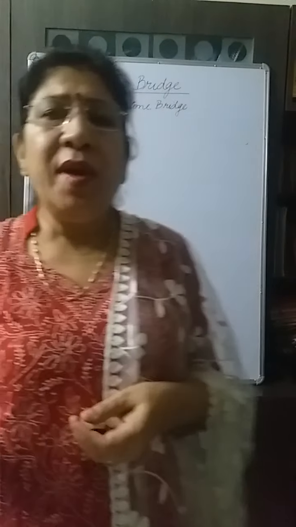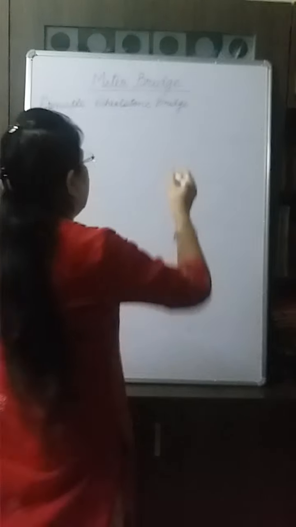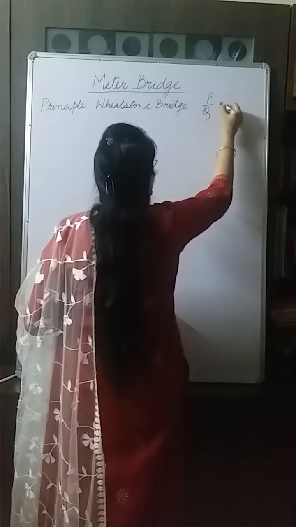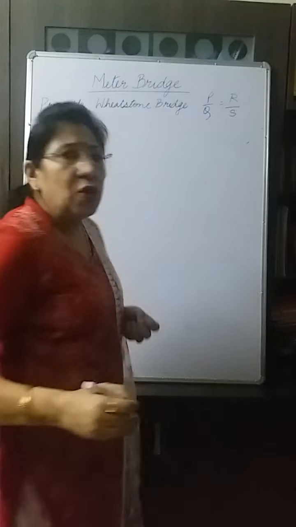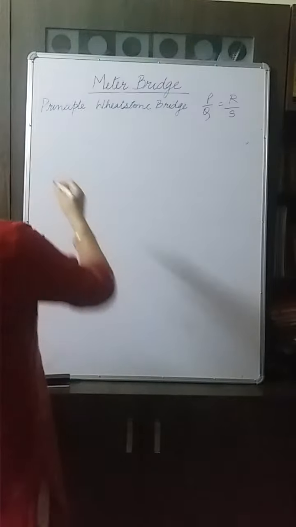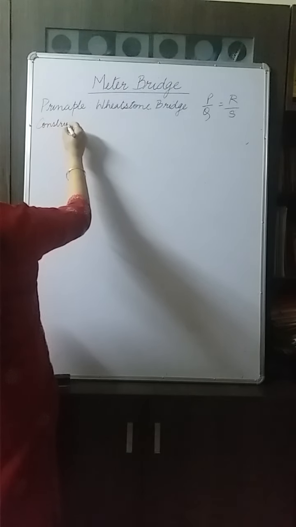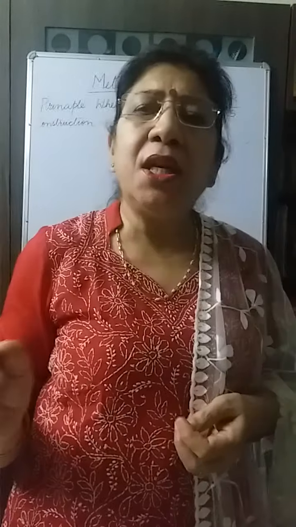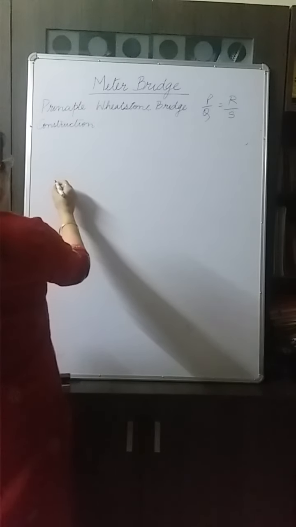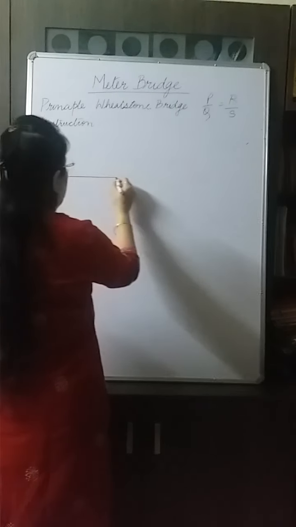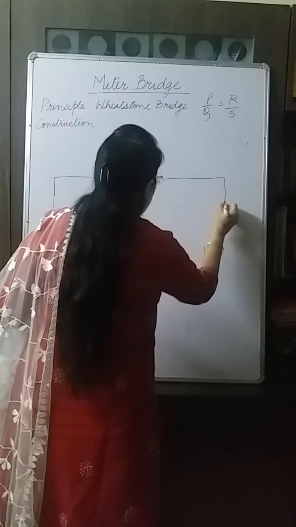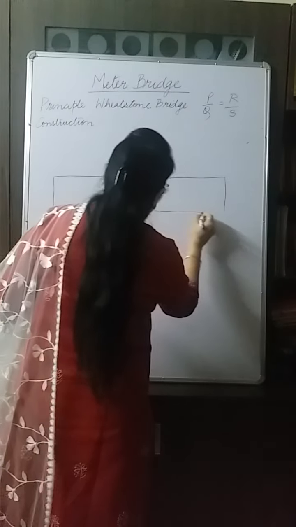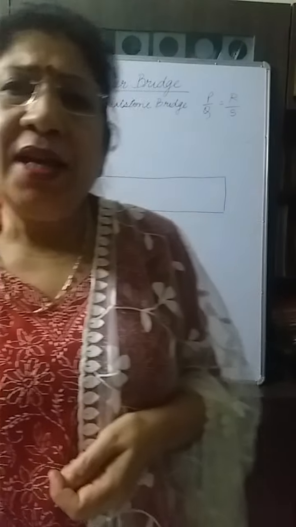Very important to always remember that the meter bridge is based on the principle of Wheatstone bridge. The balance condition is P by Q equals R by S. Let us see the construction. This consists of a 1 meter long wooden board, and on this board two L-shaped copper strips are fixed.